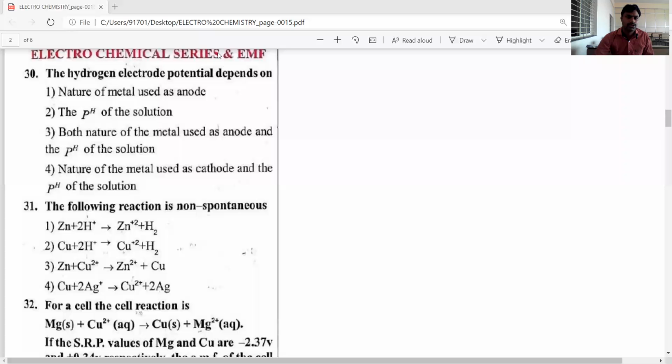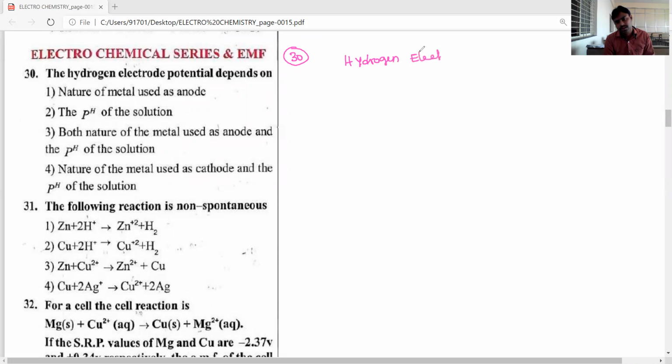Now, the first question, let's see the 30th question. Hydrogen electrode. We know very well the hydrogen electrode. It is a reference electrode we are using as a reference electrode. Okay, see, the hydrogen electrode acts as anode. At the anode, what happens? Oxidation will take place. Oxidation means H2 gas is converted into H plus ions, with loss of one electron.